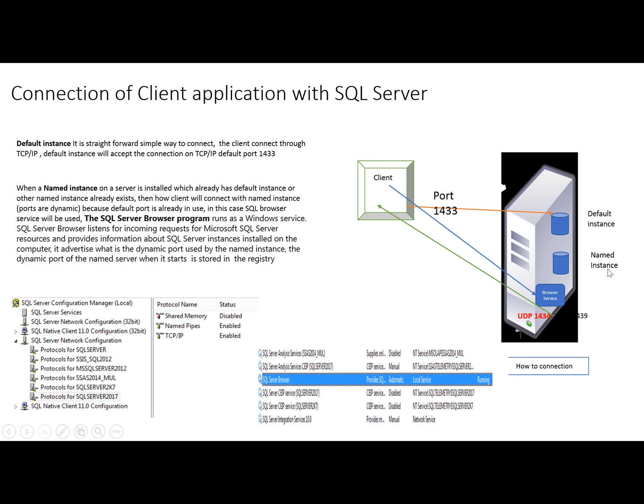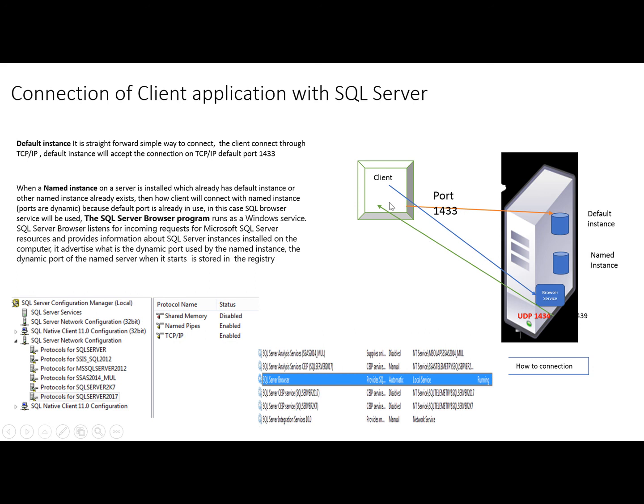Suppose the client wants to connect to this named instance. The client will communicate with the browser service, and the browser service will read the port of these named instances. Whenever the named instances start, they write their dynamic port into the registry. So the browser service will read this information from the registry. Now the browser service has all the information about the named instances.